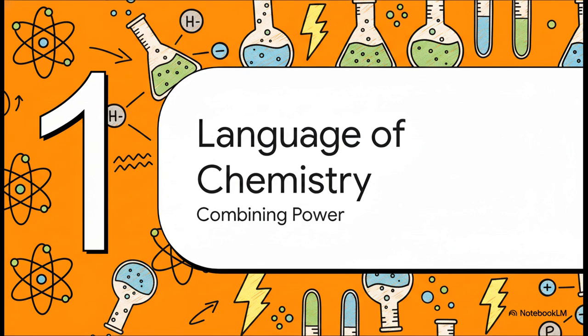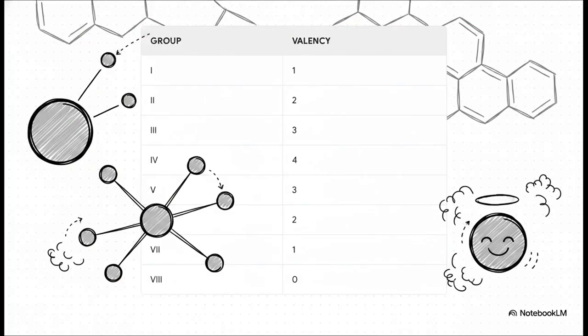Section 1, the language of chemistry. Before we can start mixing things up in a beaker, we really need to nail down how elements actually talk to each other and combine. And it all comes down to a concept called valency. Essentially, valency is just an atom's combining power. You can think of it as how many hands an element has available to hold on to other elements. Groups 1 through 4 can make 1 to 4 bonds, respectively. But then you look at Group 8, the noble gases, they have a valency of strictly 0. They're perfectly happy riding solo and literally don't make any bonds at all.